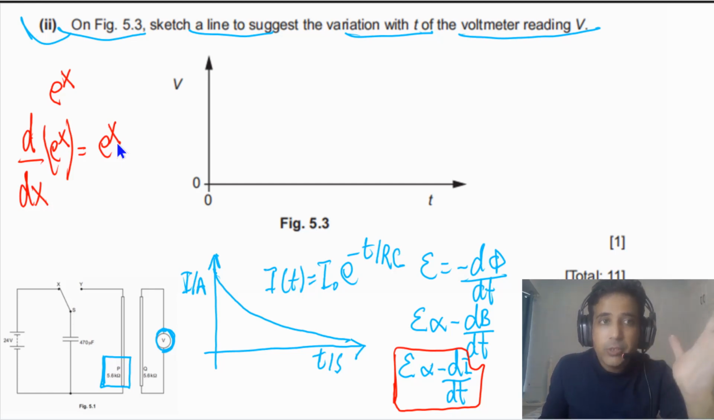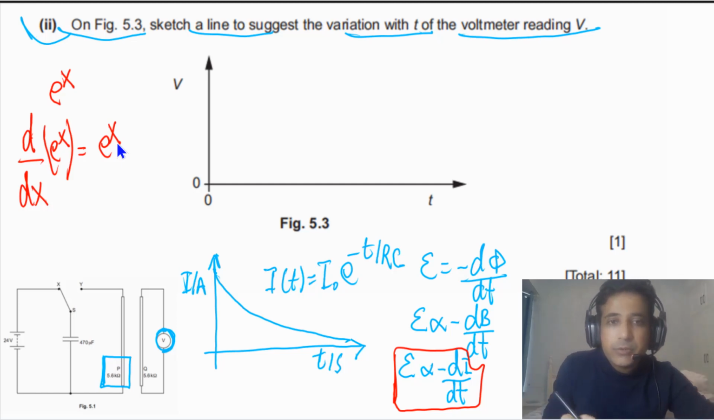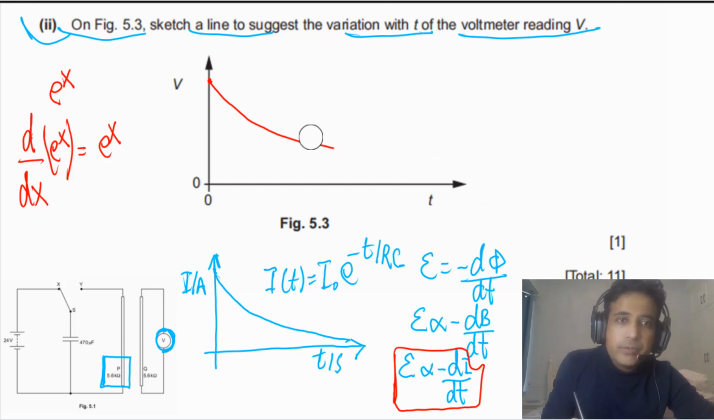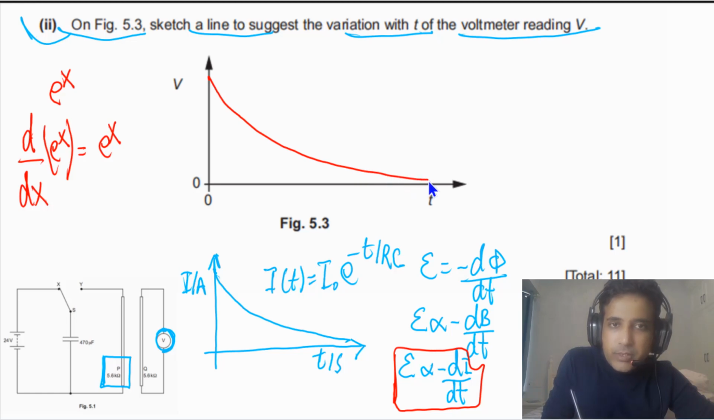So if this point is clear to you, then simply you can draw the graph. These two graphs should have the same shape. So simply we can sketch our graph for V here. This is how V will change with time. Let me draw it in a proper way. It is somewhat like this, but it should not touch the T-axis, because this graph is also not touching the T-axis.